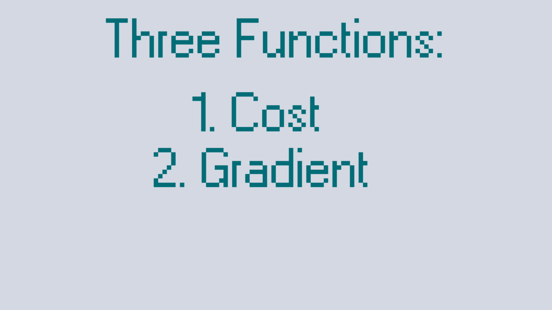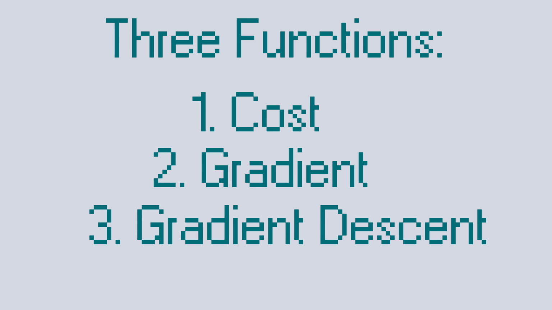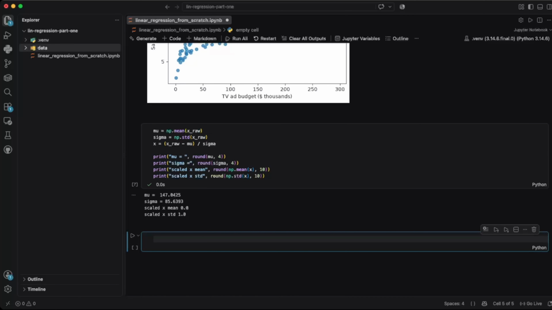So from scratch, we're going to need three functions. First, we have our cost: how wrong is the current line. Second, the gradient. It tells us which direction to move the weight and bias to reduce that cost. And third, our gradient descent. That is the loop that repeatedly computes the gradient, updates the parameters, our weight and bias, and keeps going until the cost stops improving. Let's start with the cost function.